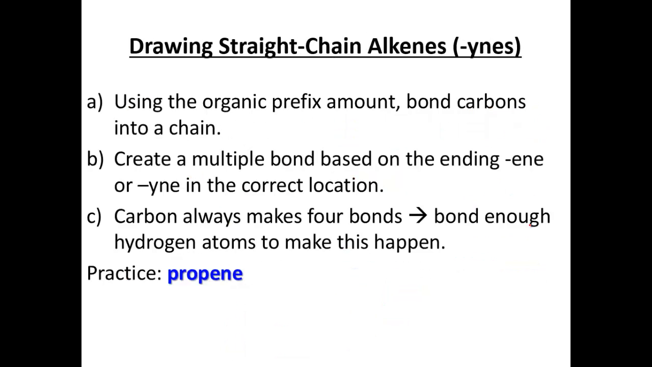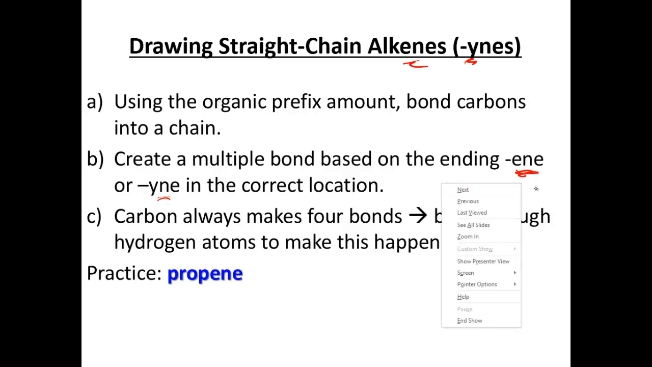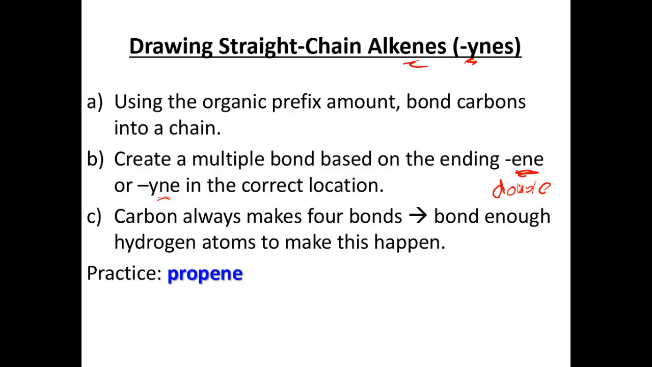Now when it comes to drawing these, alkynes and alkenes, so we're looking at ENEs and YNEs. We're going to be looking at using the organic prefix, the amount of carbons in the chain, and then we're going to create multiple bonds based on the ending, either ENE or YNE. Remember, ENE is going to be the double bond, and then YNE is our triple bond. And then if we did have ANEs, remember that's our single bond.